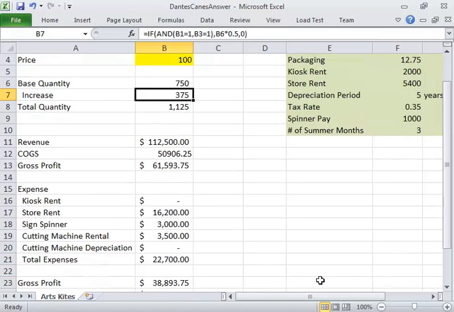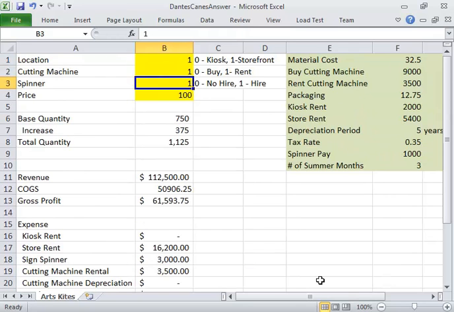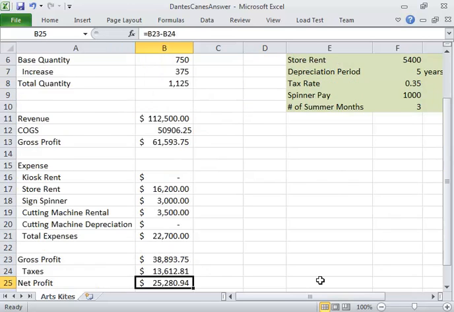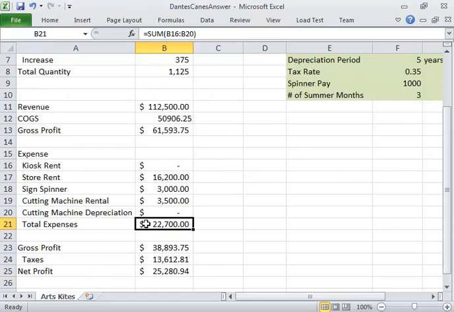So as you can see, based on what decisions we make, if we decide we are going to buy the machine, it changes the decisions. And if we decide that we are or are not going to have the sign spinner, it changes our decisions. And if we choose our location, it changes the amount of money that we're paying as well. Now, all of these expenses together are totaled as our total expenses.